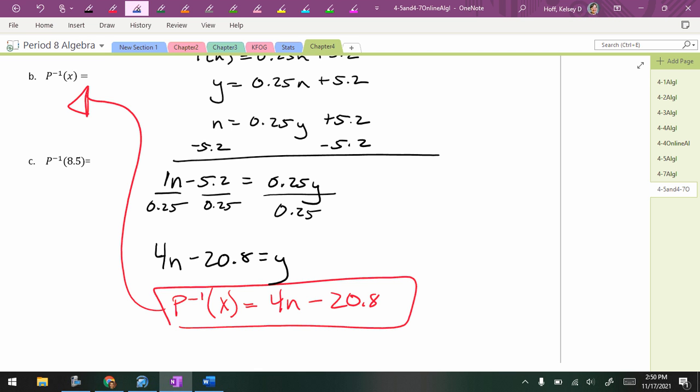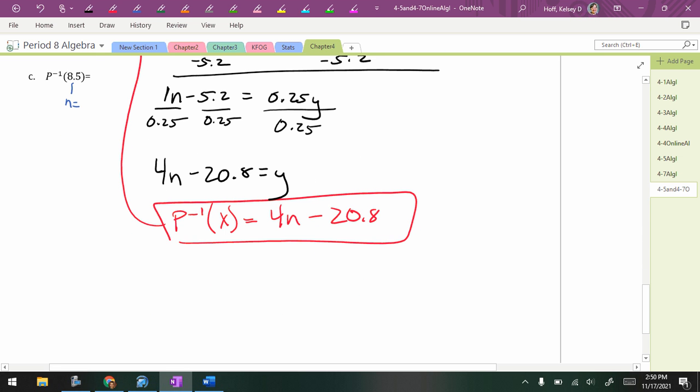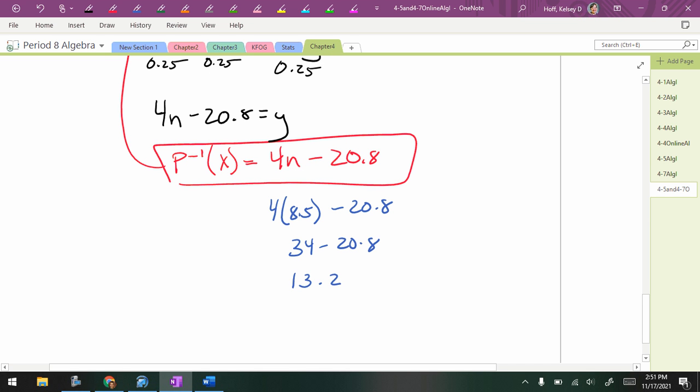Part C, P inverse of 8.5. Yep, so this is telling you what your n value is. So plug in 8.5, 4 times 8.5 minus 20.8. Am I right? Fraction's my worst subject. 13.2? Yeah.